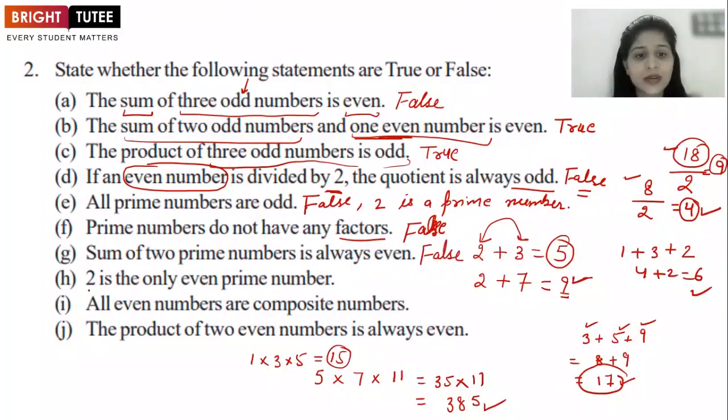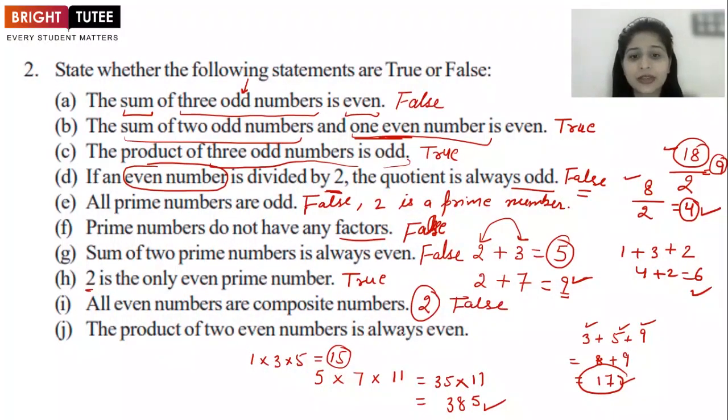Okay, the next one, 2 is the only even prime number. Yes, 2 is the smallest as well as the even prime number. So this is a true statement. Rest all of the prime numbers are odd. All even numbers are composite numbers. This is not true because if we take the case of 2, 2 is a prime number and it is even. It is not a composite number. So because of this, it will be false.